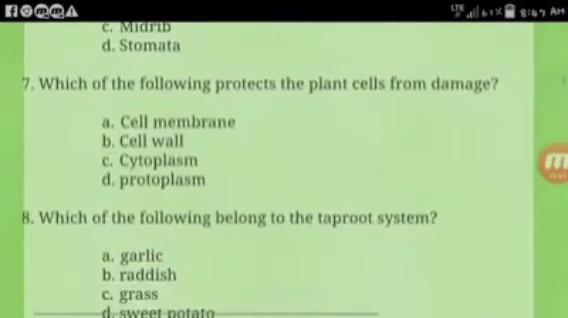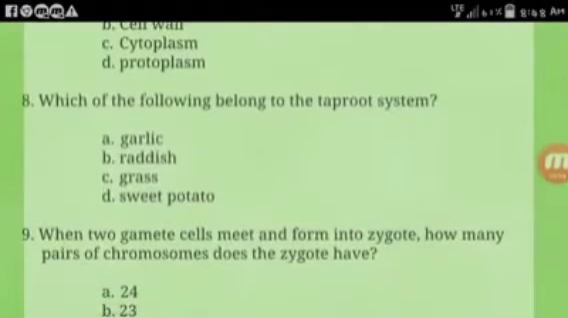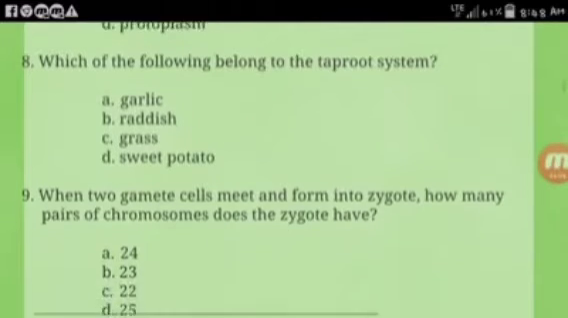Anyway, next one, which of the following protects the plant cells from damage? Okay, so it's cell wall, letter B. Next one, which of the following belong to the tap root system? As I told you earlier, tap root system has one big root, and that is letter B, radish. All the three other choices belong to the fibrous root system.